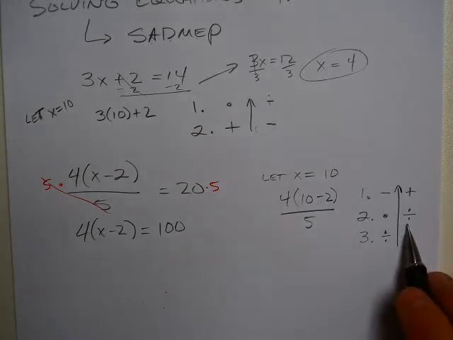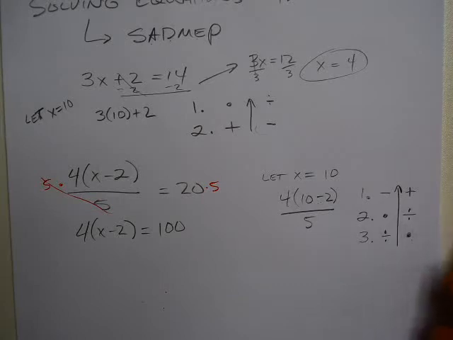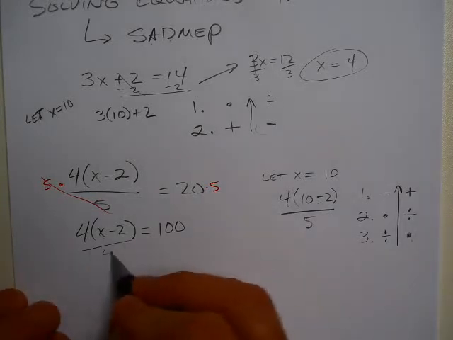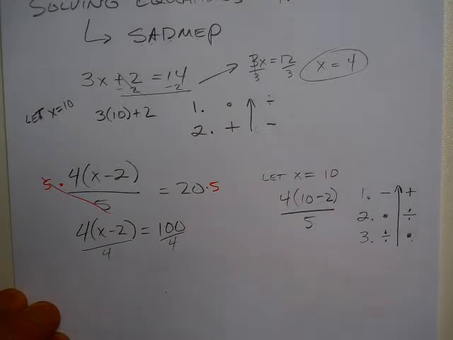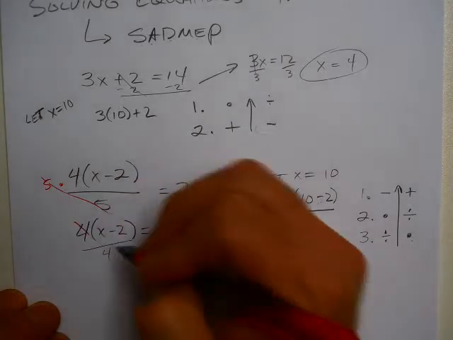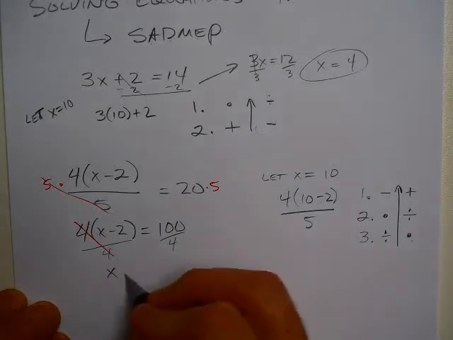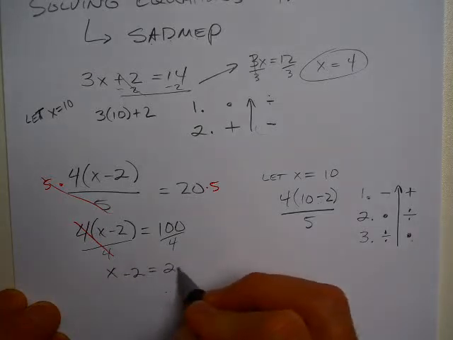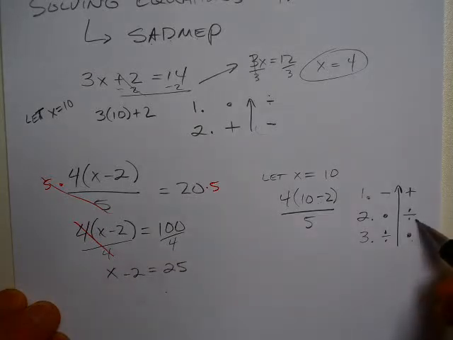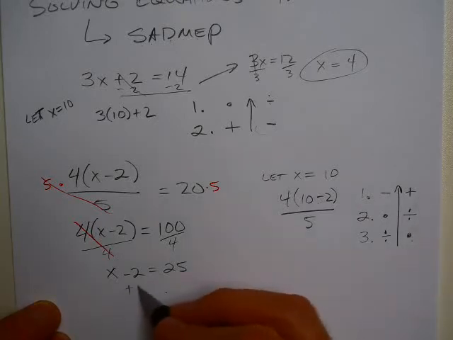The next step would be to divide. What would I be dividing by here? Yeah, by 4, exactly. So we didn't even have to distribute, right? And then the last step would be to add, which would be to add the 2.